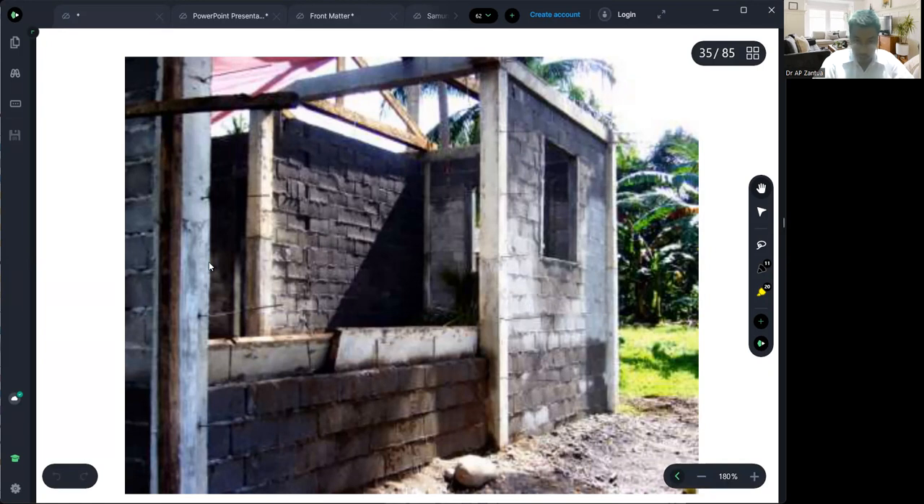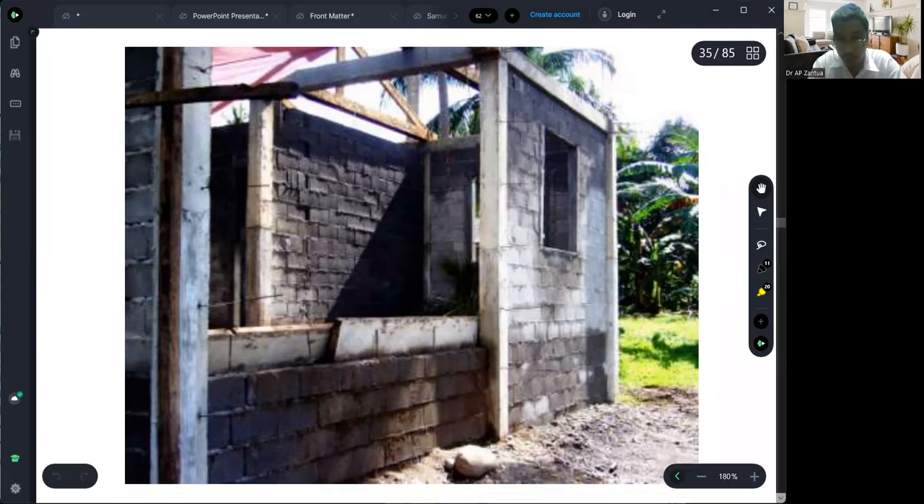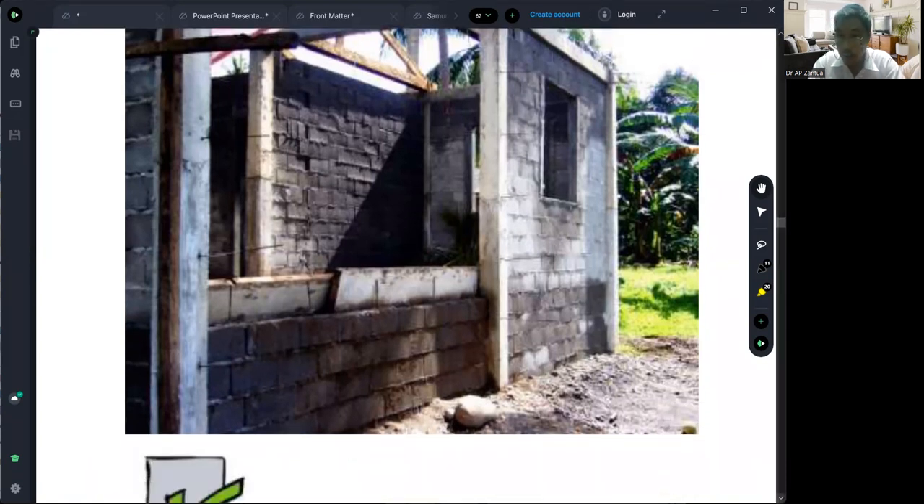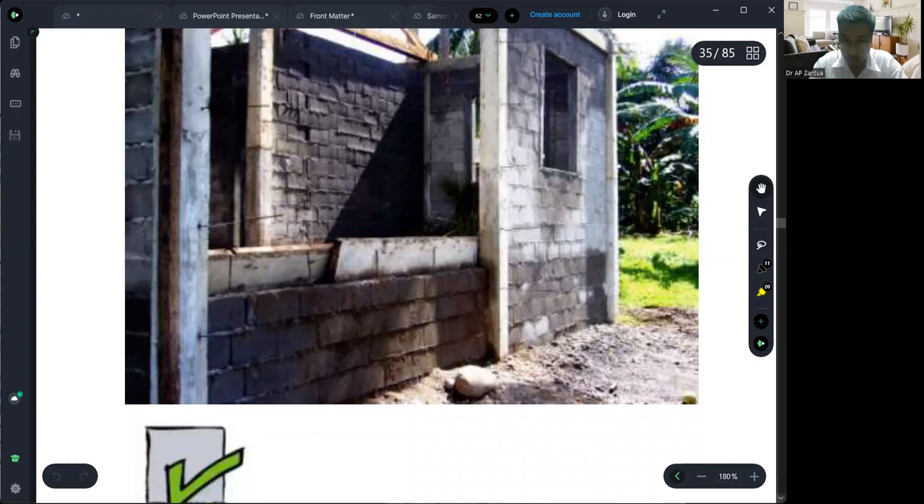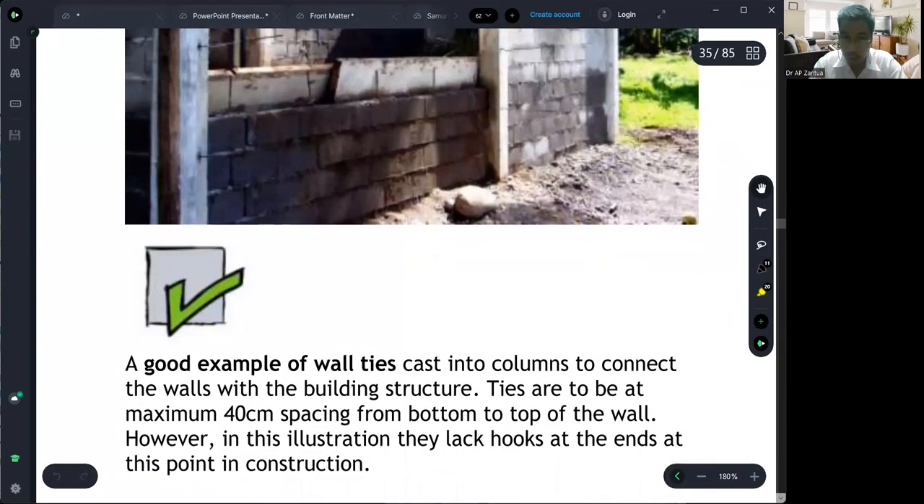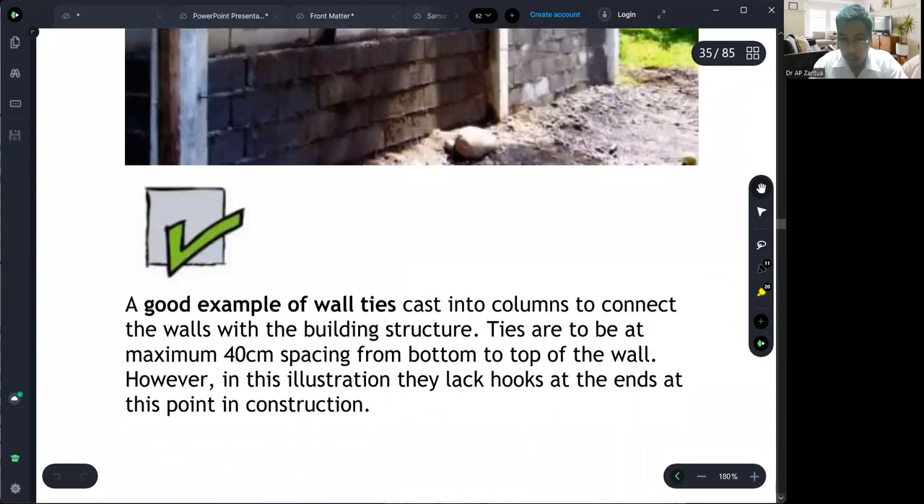So here is another example of a protrusion prepared to be connected to a wall. There is a plan for that possibility of connecting it to a wall. Both beam and column are supposed to have this type of provision. A good example is wall ties cast into the column to connect the walls with the building structure.